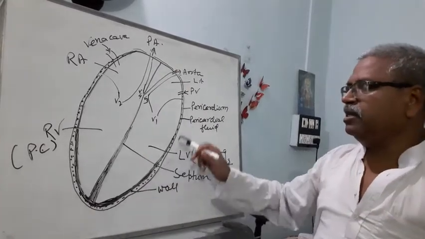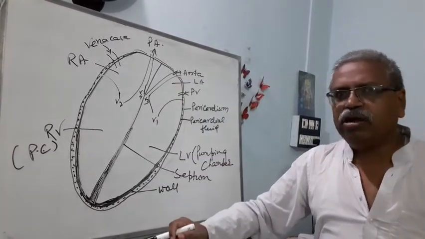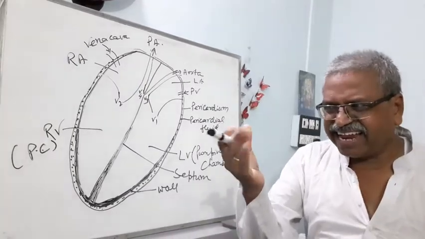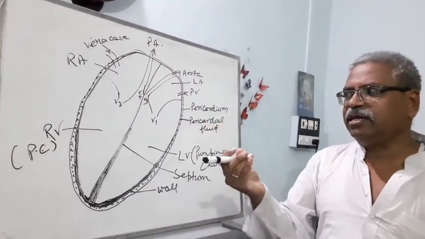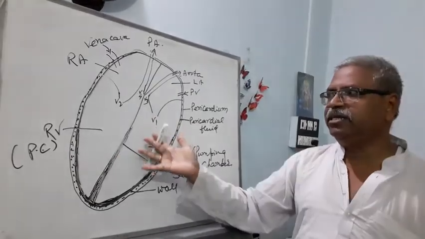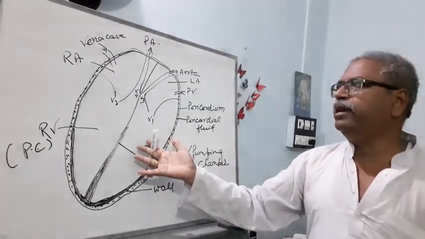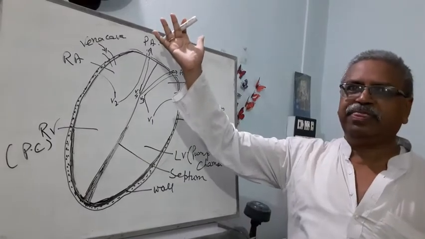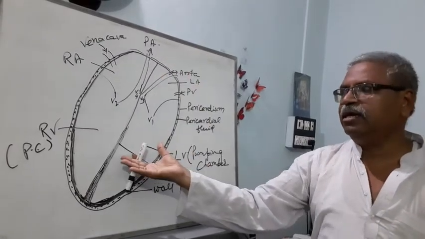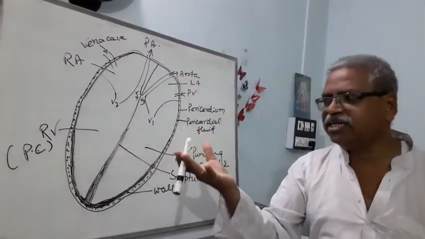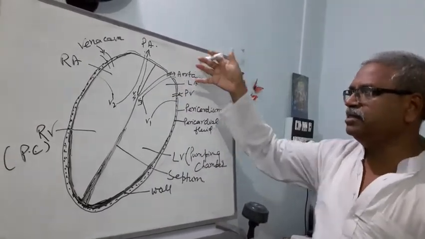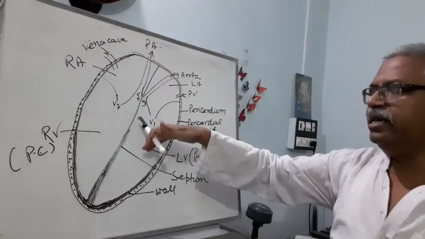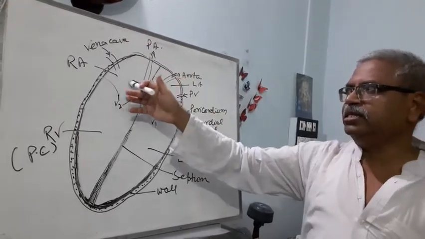This structure always contracts and relaxes. During that contraction, pressure develops inside this structure and blood is pushed outside. When this body relaxes, the blood from the lungs as well as the body comes inside this chamber.